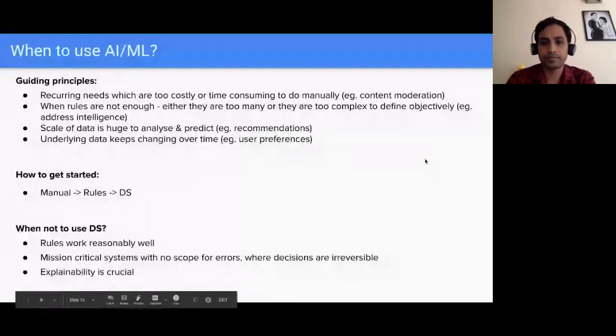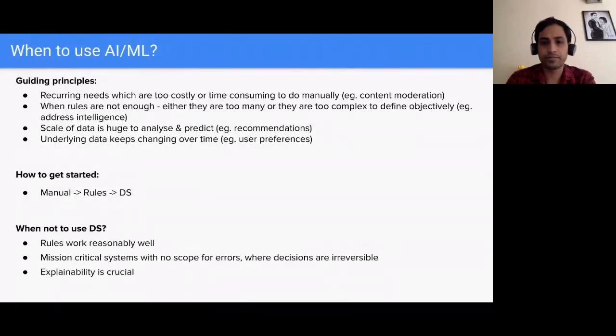So moving on, right? Where were we? Where do we use AI and where do we not use it? Generally there are some guiding principles. First is where things are recurring in nature, and it's very difficult and time consuming to do on a regular basis.